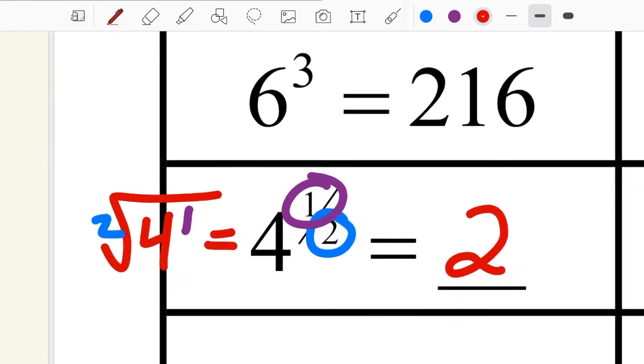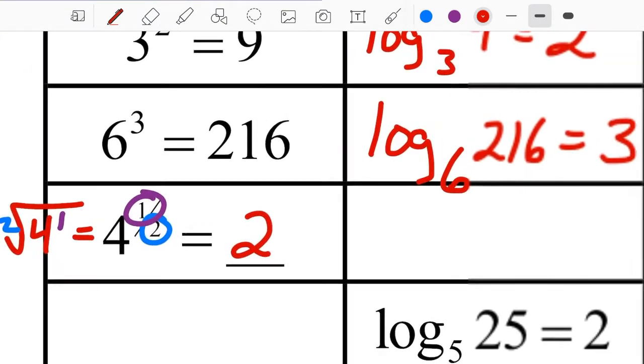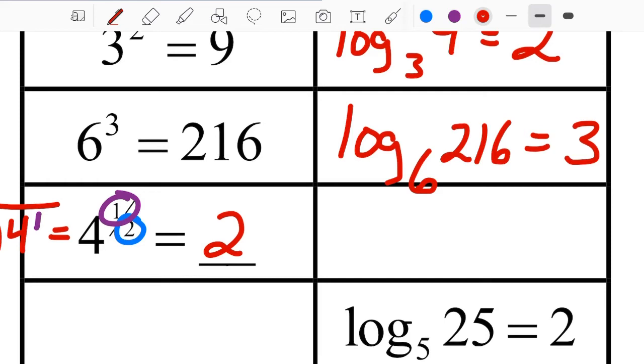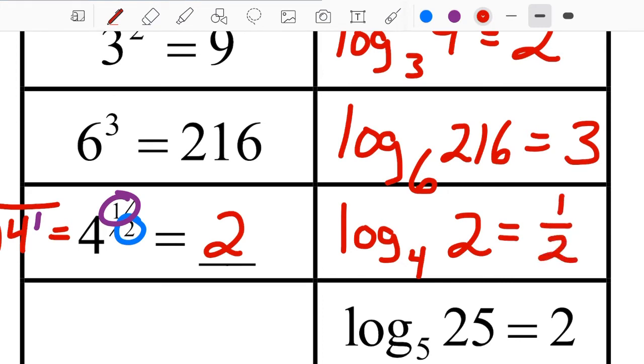Now, what we also want to do is write this as a logarithm. Well, remember, if the base is 4, then we start with the log base 4 of 2, and it would have to equal the exponent. And the exponent is 1/2. So can a log equal a 1/2? Sure, because 4 to the 1/2 power is equal to 2.